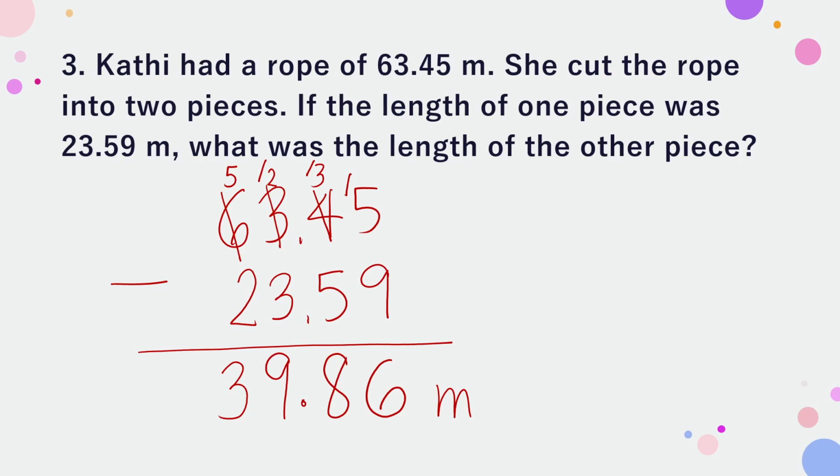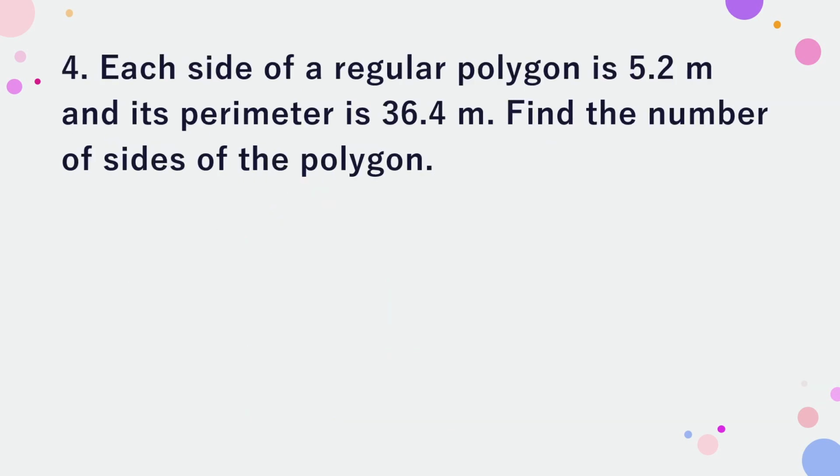Is the third problem clear? Yes, sir. Okay, let's do problem number 4. Each side of a regular polygon is 5.2 meters and its perimeter is 36.4 meters. Find the number of sides of the polygon.